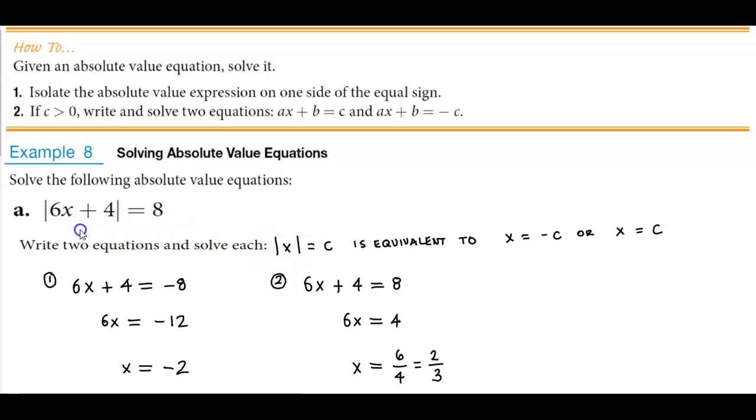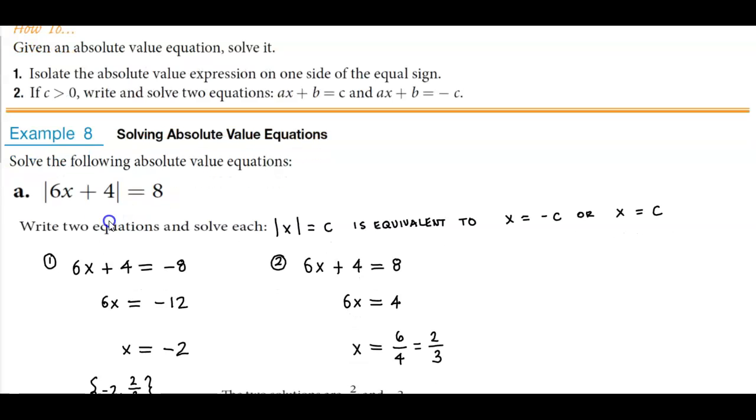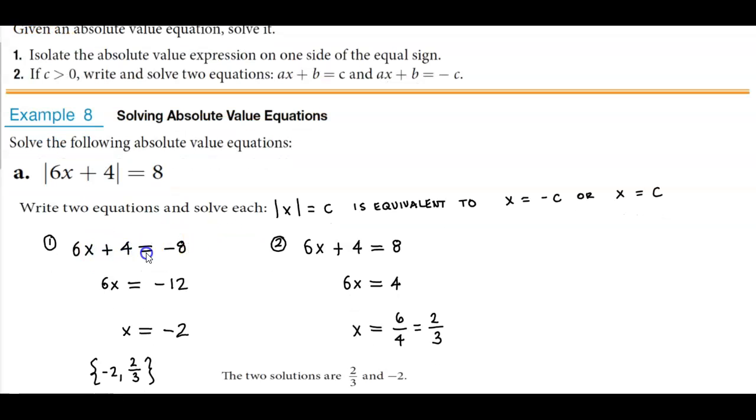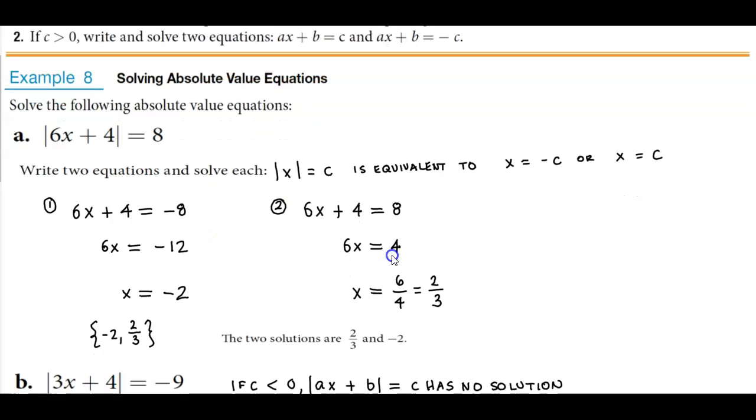So we have the absolute value of 6x plus 4 equals 8. Now this is already isolated, so then we can write two equations and solve. We have 6x plus 4 equals negative 8, and then we have 6x plus 4 equals positive 8.